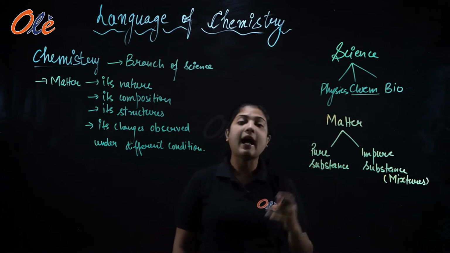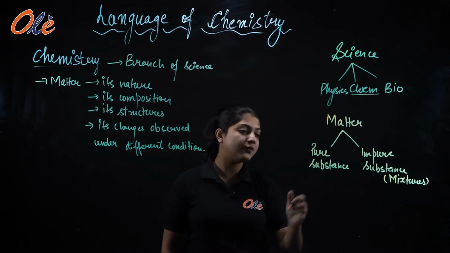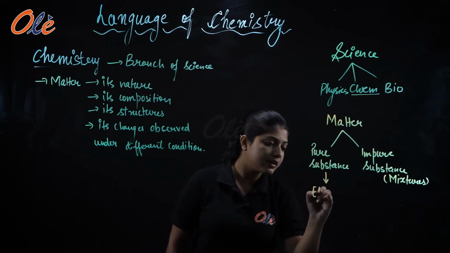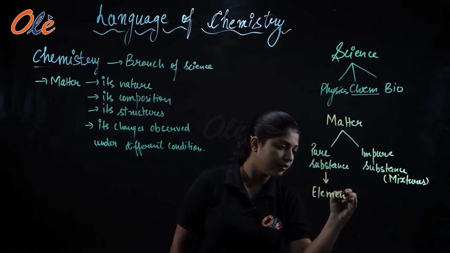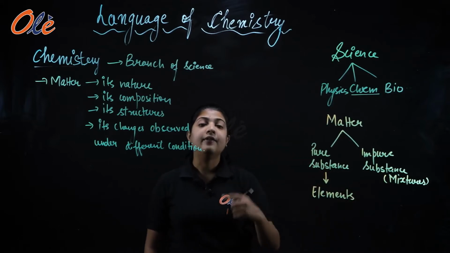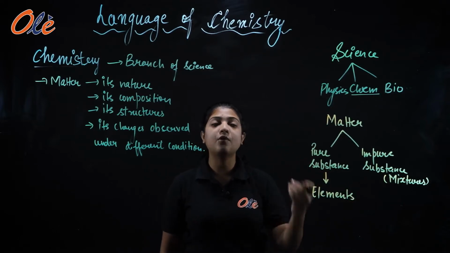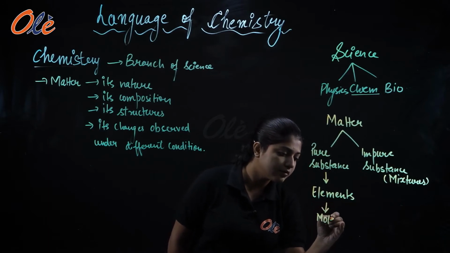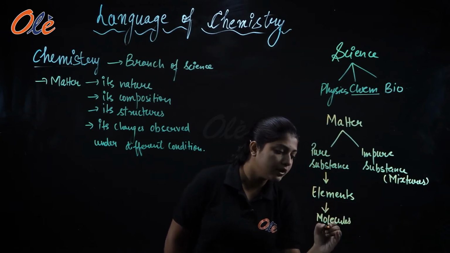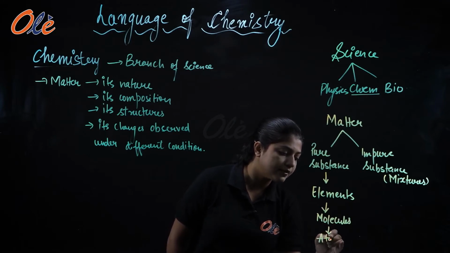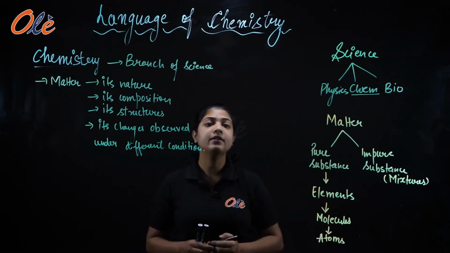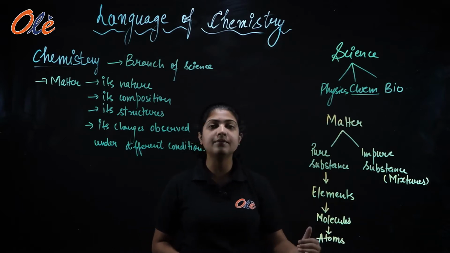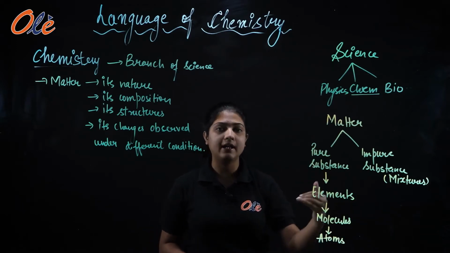So, if we categorize the pure substances further, the first category that comes here is elements, okay? And what are elements made up of? Elements are made up of molecules, and further molecules are made up of atoms. Alright, so here we got three terms, that is atoms, molecules and elements.